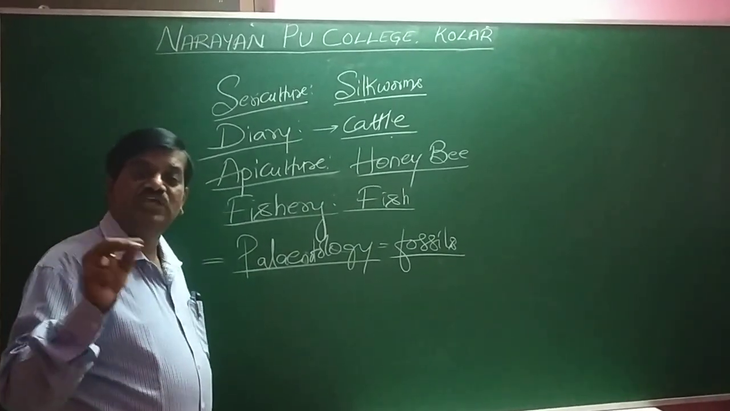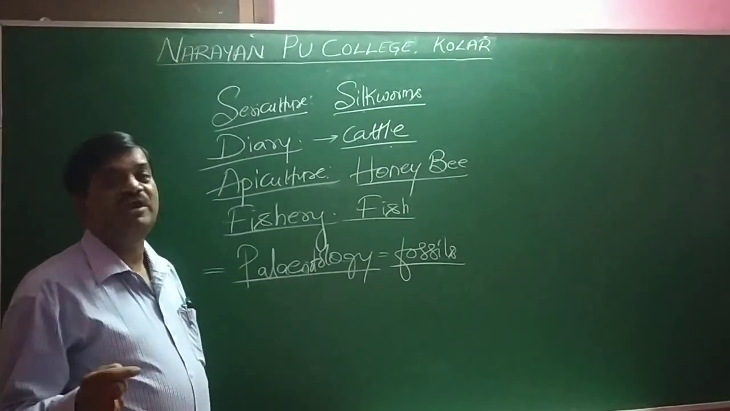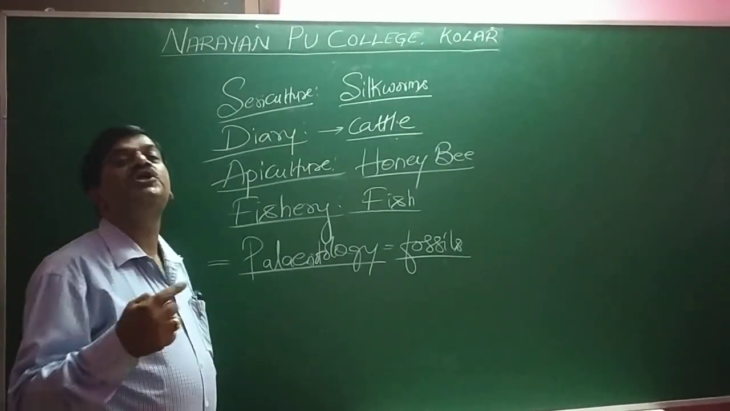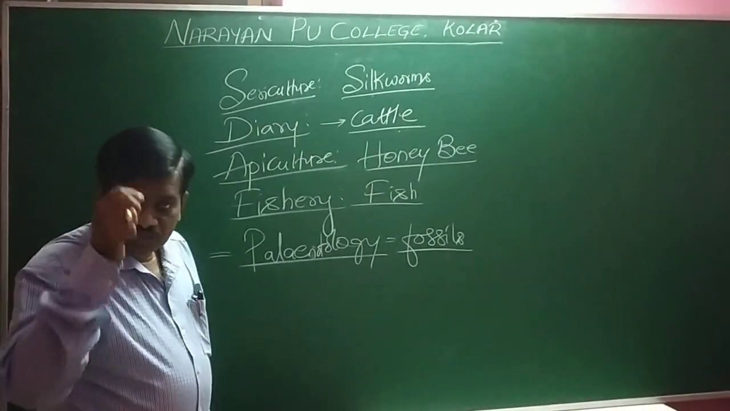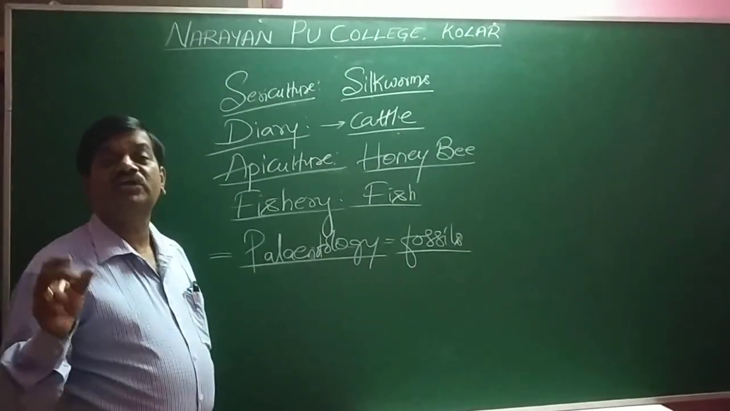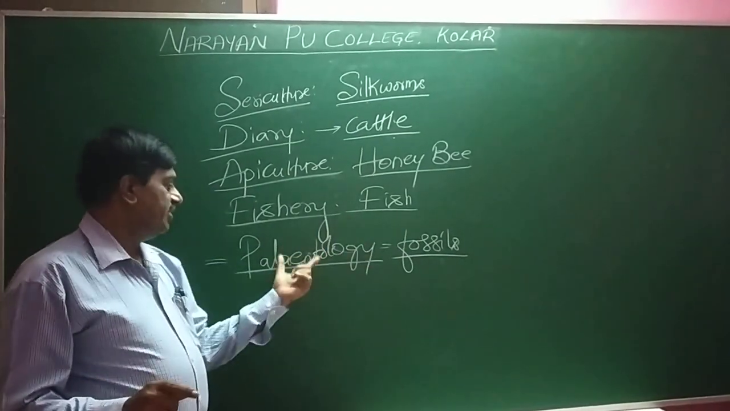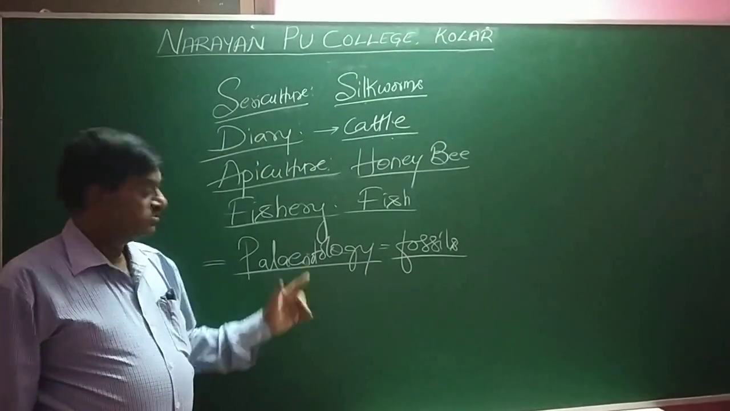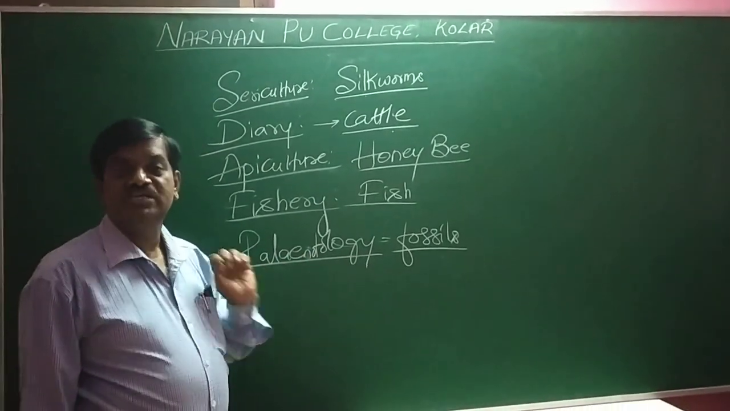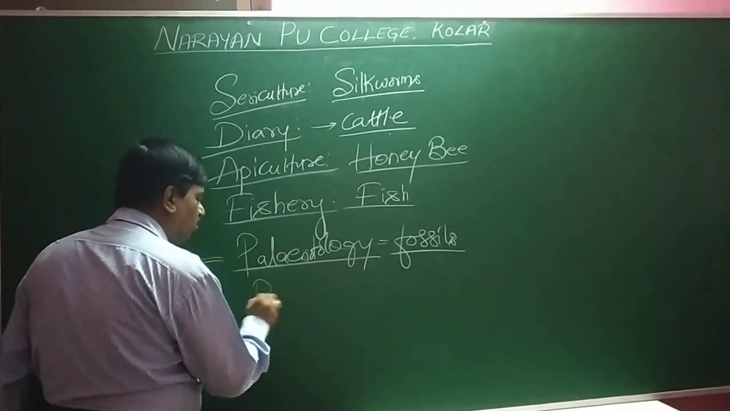Some parts of living organisms fall in a suitable place, like sedimentary rock, and they convert into fossil. So the dead parts of a plant or animal are converted and look like a stone. That is called a fossil, and that study is called paleontology. The father of Indian paleontology is Birbal Sahni.